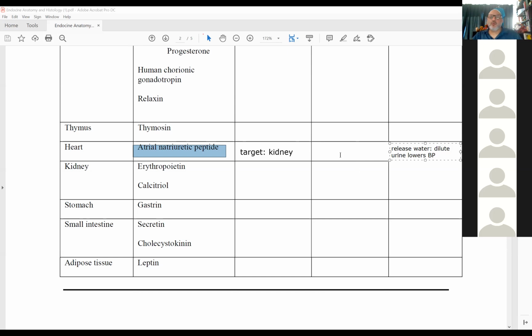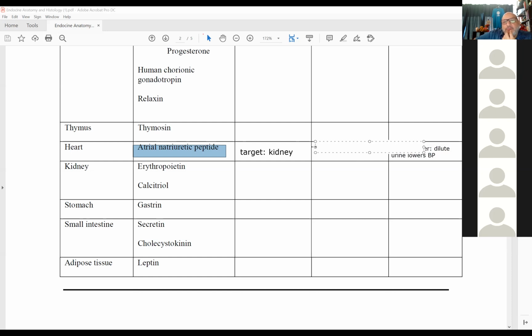So what we need here, this is how it's regulated. What tells the heart to produce atrial natriuretic peptide? High blood pressure. True, it is the high blood pressure, but how does the heart know that there's high blood pressure?